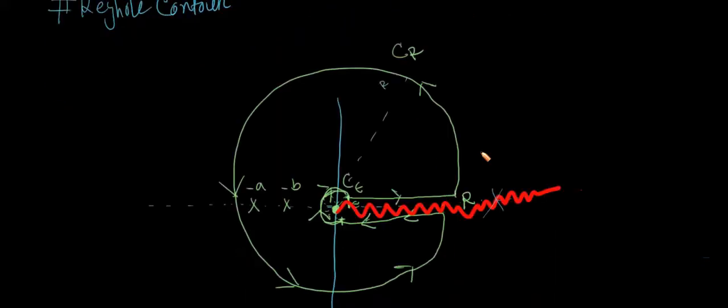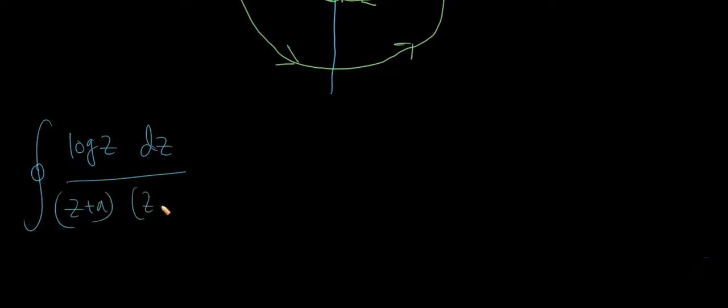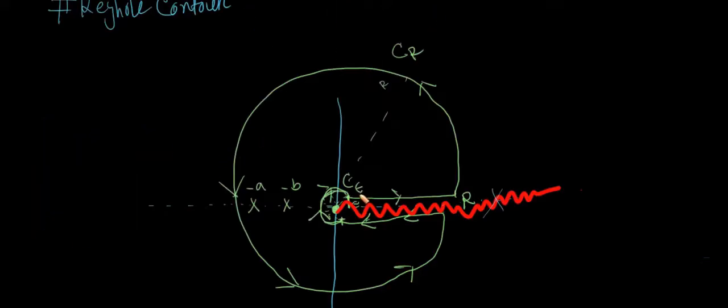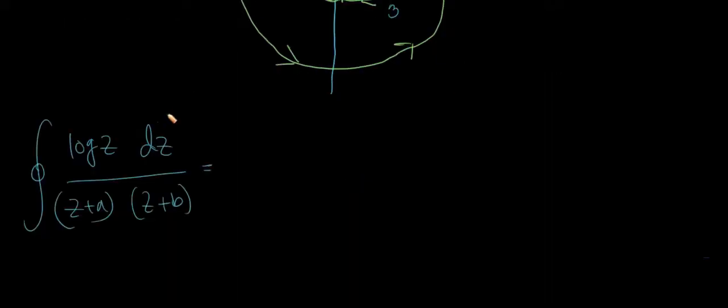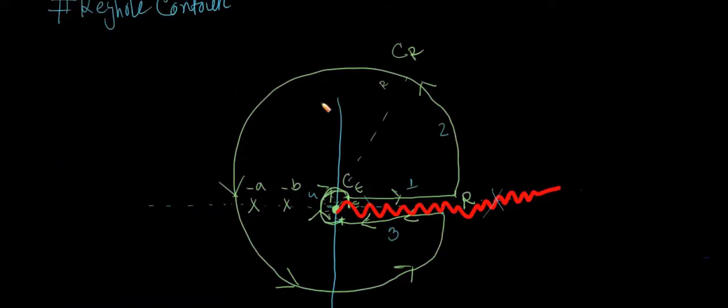Now let's try to evaluate it. So our integral was something like this: log of z dz by z plus a, z plus b. And if you notice, we have one, let's say this is one, this is the second path, a bigger circle, this is the third path, that is from here to here, and this is the fourth path, that means C of epsilon, right? We have 4 parts. So at first we go from epsilon to R, and we go along this line in the positive x-axis, right?